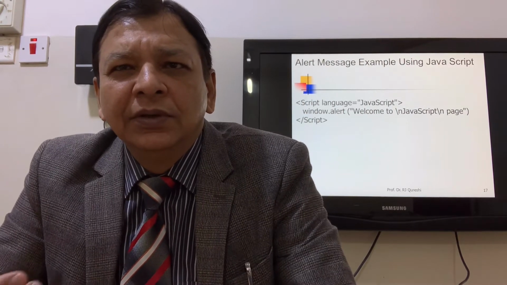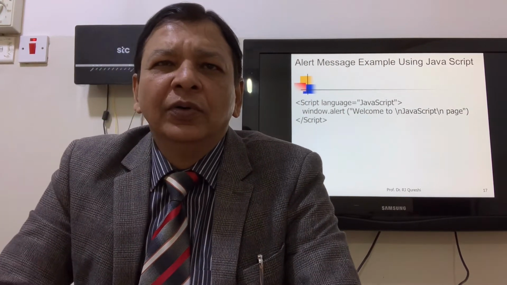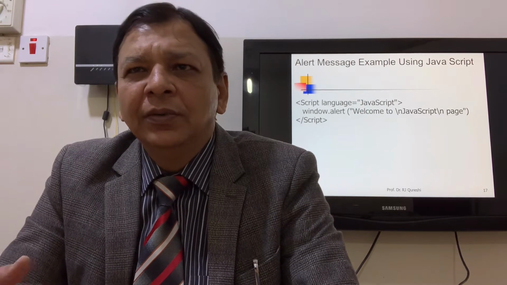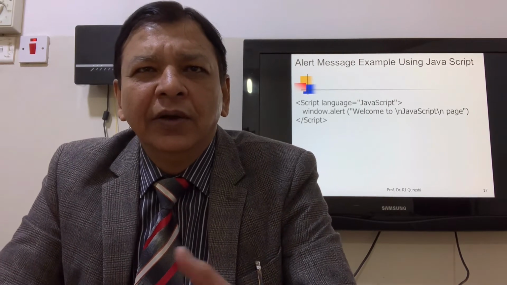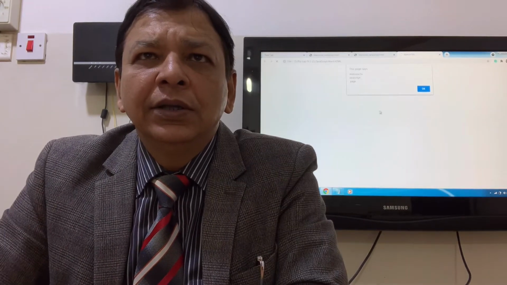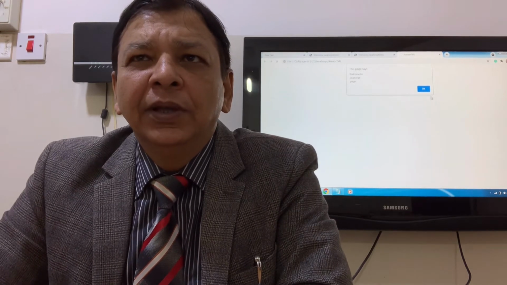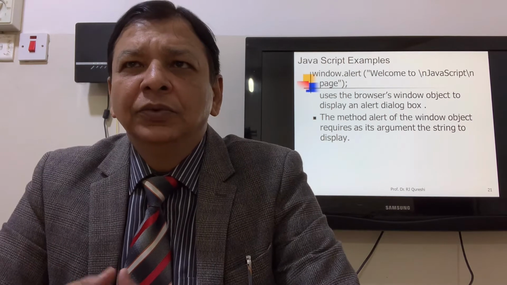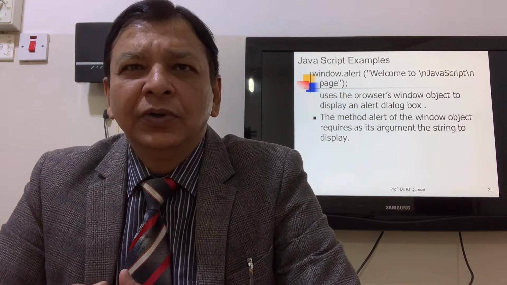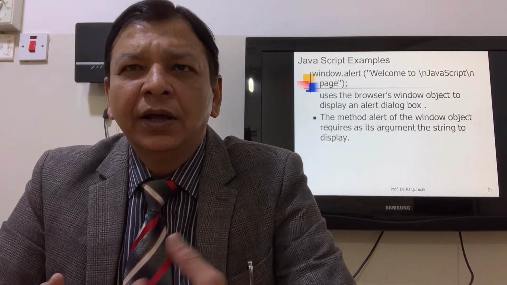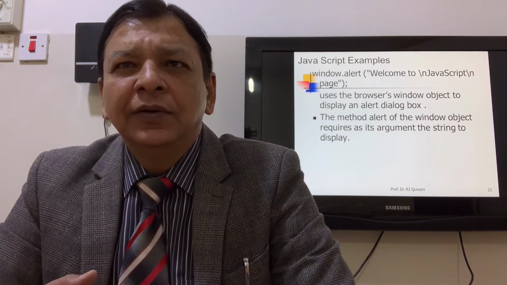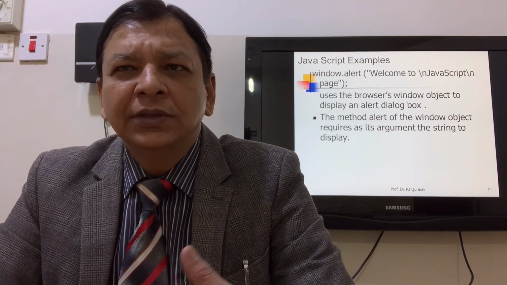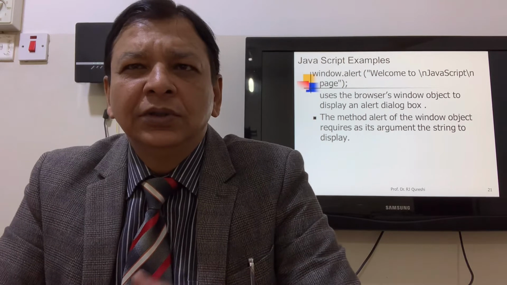Script language equals JavaScript. Window.alert, Welcome to JavaScript page, and we close the script. Alert.html. Welcome to JavaScript page. Click refresh to run the script again. Window.alert uses the browser's window object to display an alert dialog box. The method alert of the window object requires as its argument the string to display.